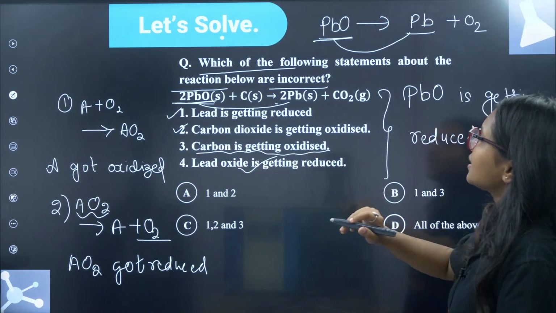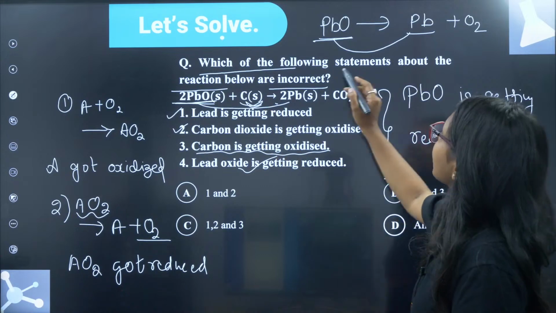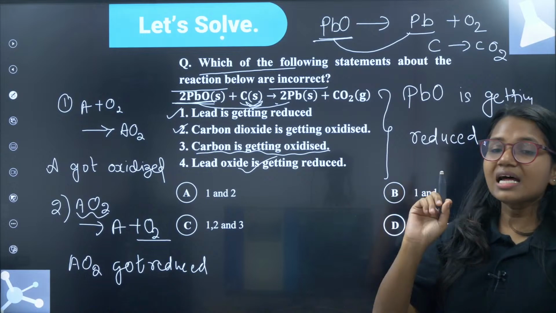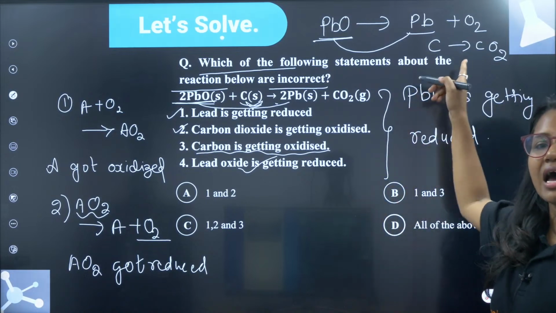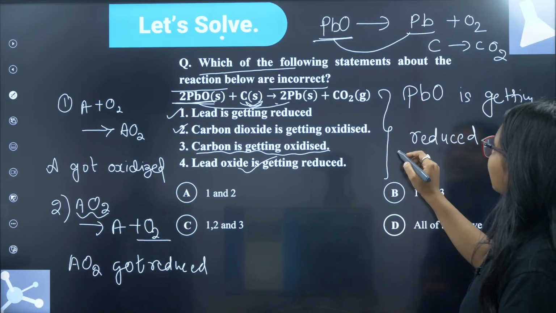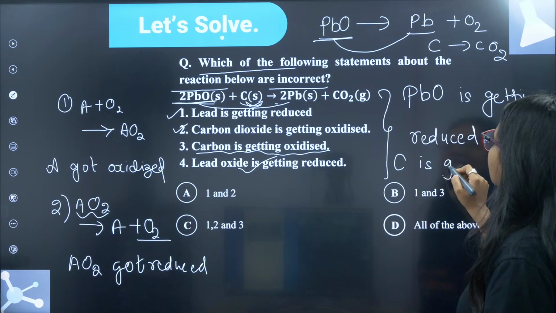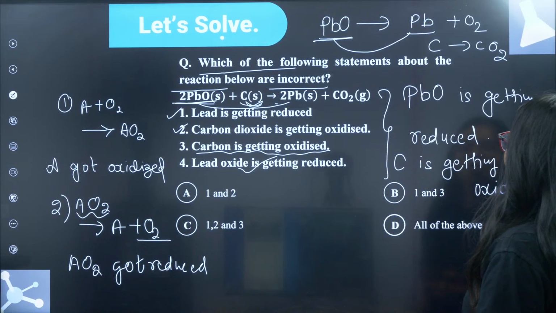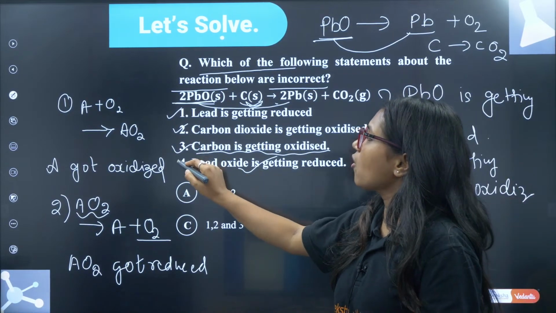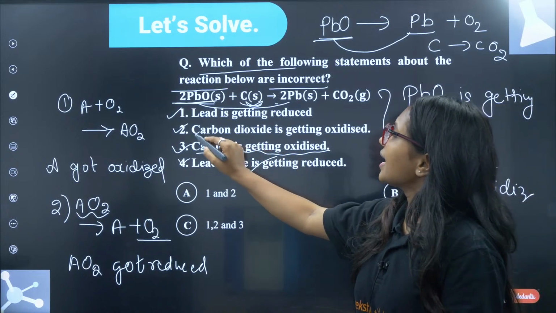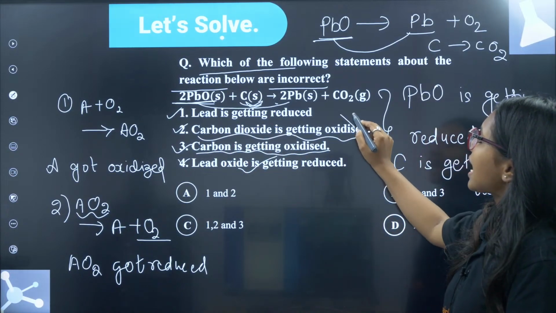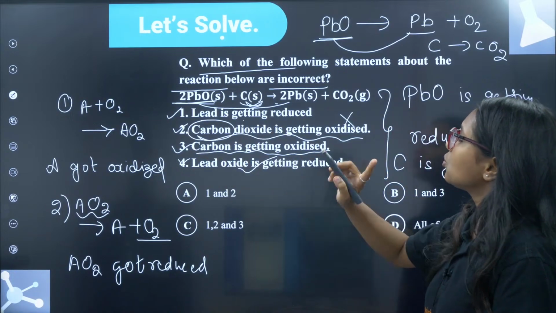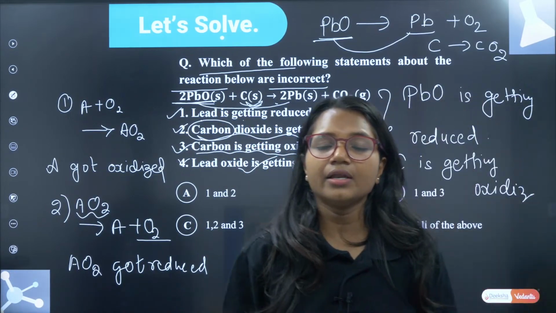Carbon is getting oxidized. Carbon is converting into CO2, so you are adding oxygen to carbon. So it is correct: carbon is getting oxidized. Fine. So statements number 3 and 4 are correct. Carbon dioxide is getting oxidized is wrong; carbon is getting oxidized. Lead is getting reduced is not right; lead oxide is getting reduced.